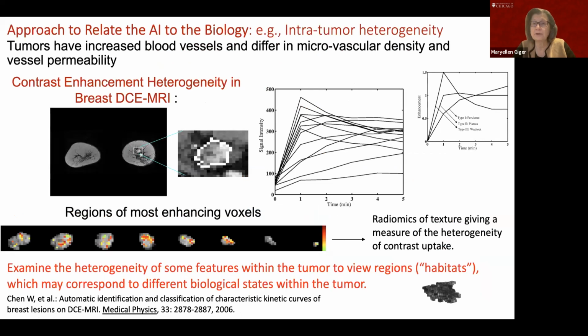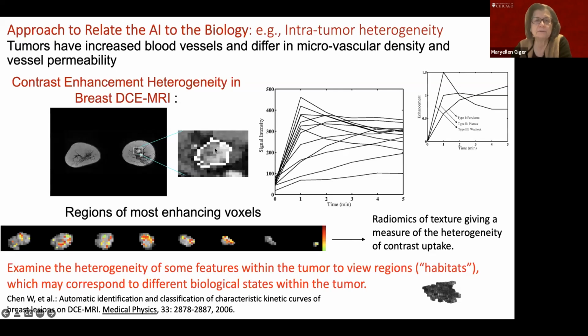Here's an example of one of those features. Now, tumors will have increased blood vessels and different microvascular density and vessel permeability. We're looking at some of those aspects through contrast enhanced MRI. This is done in 4D for ease of showing. This is just a slice through the breast shown here. This is the computer extracted tumor, and it's done.